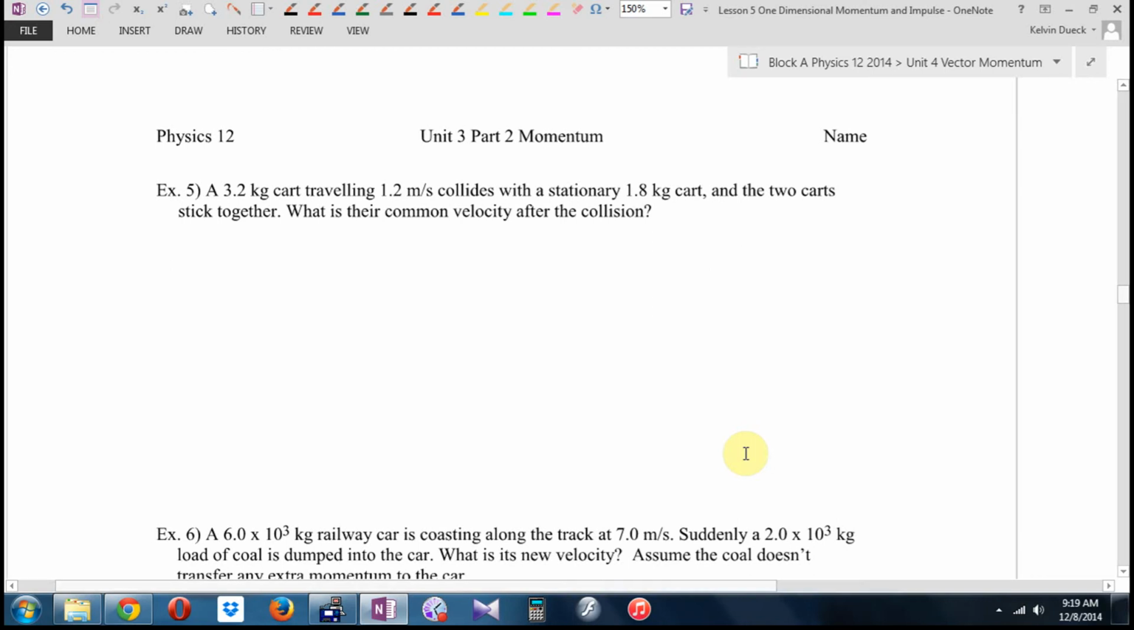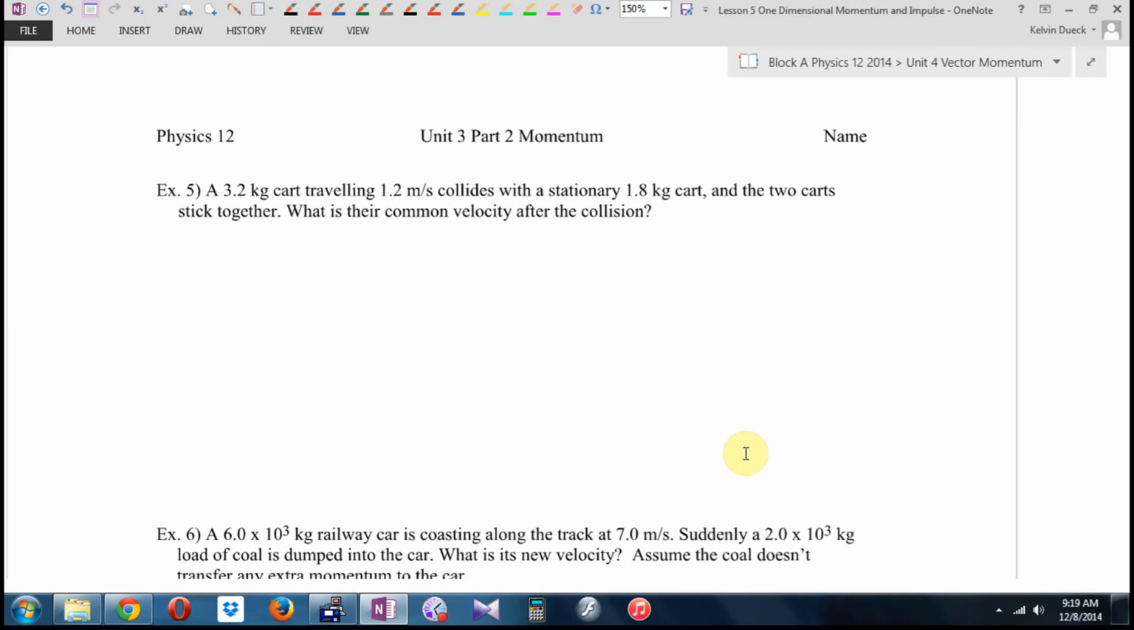A 3.2 kilogram cart traveling at 1.2 meters per second collides with a stationary 1.8 kilogram cart, and the two carts stick together. What's their common velocity after the collision? Okay. Ryan, what's this one asking me to find, kiddo? Common velocity. Is there a collision in this question? This is a job for conservation of momentum. So I haven't used that.